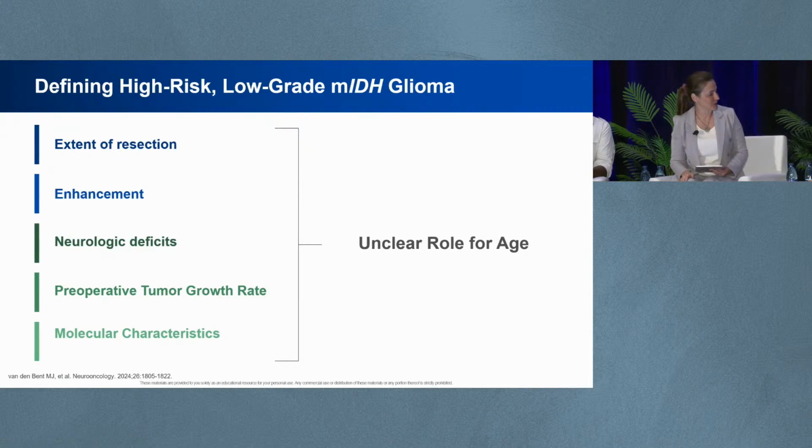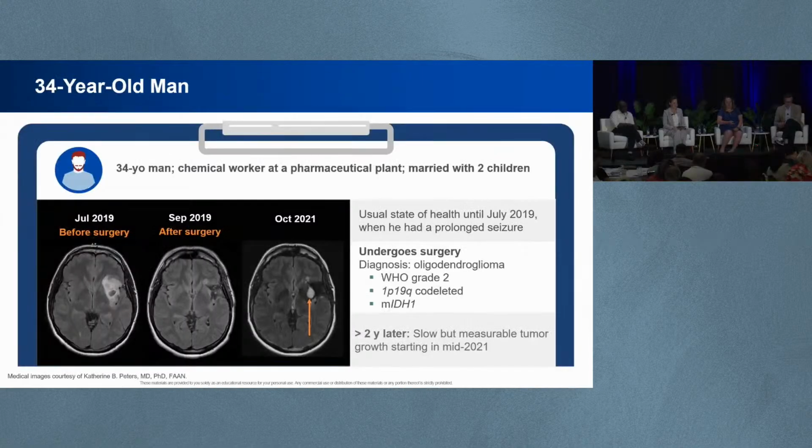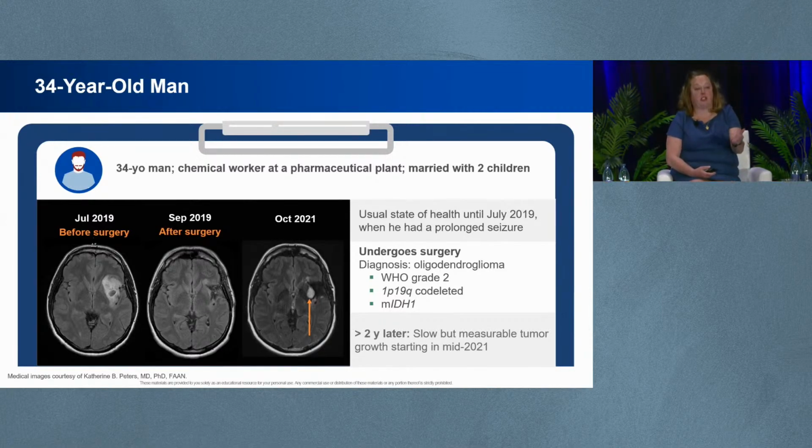So what did you do about this patient, Dr. Peterson? So this is sort of the next part of the case. As I mentioned before, the patient had this T2 FLAIR hyperintensity, had a surgery, which we've all deemed a gross total resection. And we followed him. He would come to clinic regularly. We would do MRIs. We did have to struggle with doing some seizure control for him. But within about 2 years, he had slow, measurable growth starting in mid-2021.